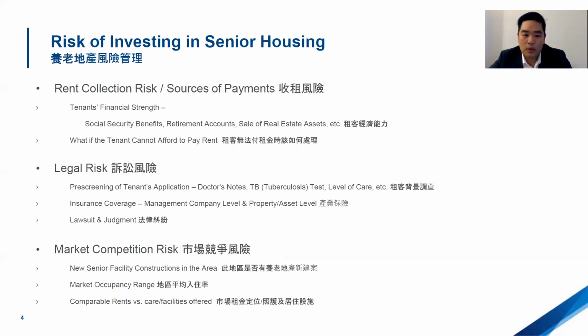Now, the next risk is rent collection. Obviously, a lot of people who own commercial property have one of the biggest fears: what if they cannot pay rent? So of course, before they are admitted to these facilities, we need to check their retirement accounts. How are they able to pay for it? Do they need to sell one of their real estate properties, or are they getting any Social Security benefits?